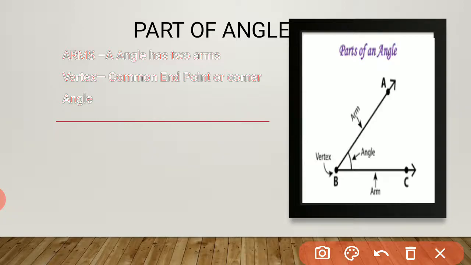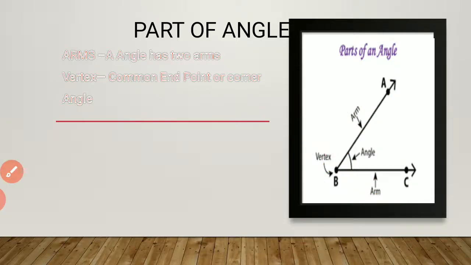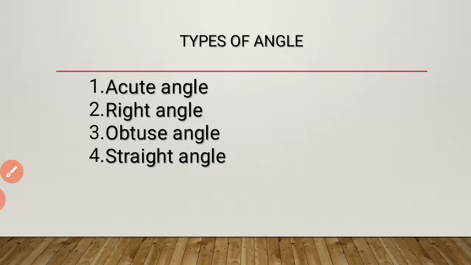So these two lines are called the arms of the angle. When these arms join together, that place is called the vertex. The outside place is called the vertex, and the inside place is called the angle. This is the angle. So these are the main parts of an angle. Now, types of angles. We are going to learn about acute angle, right angle, obtuse angle, and straight angle.